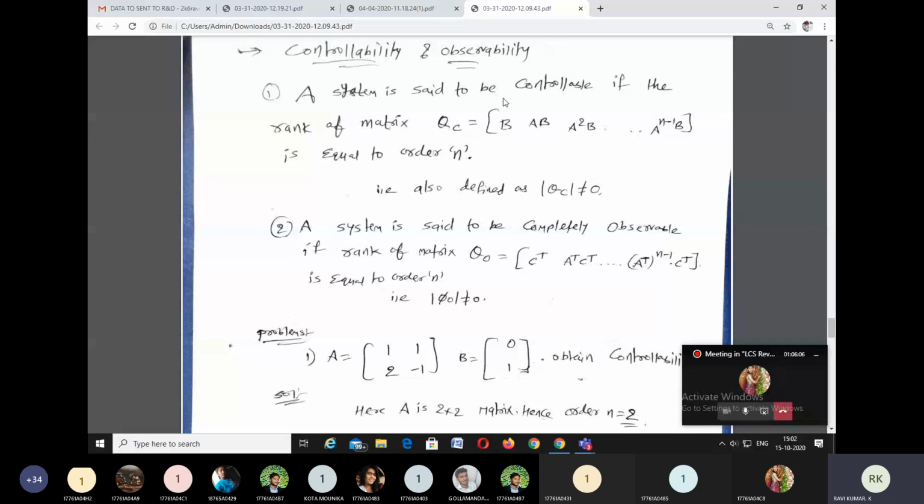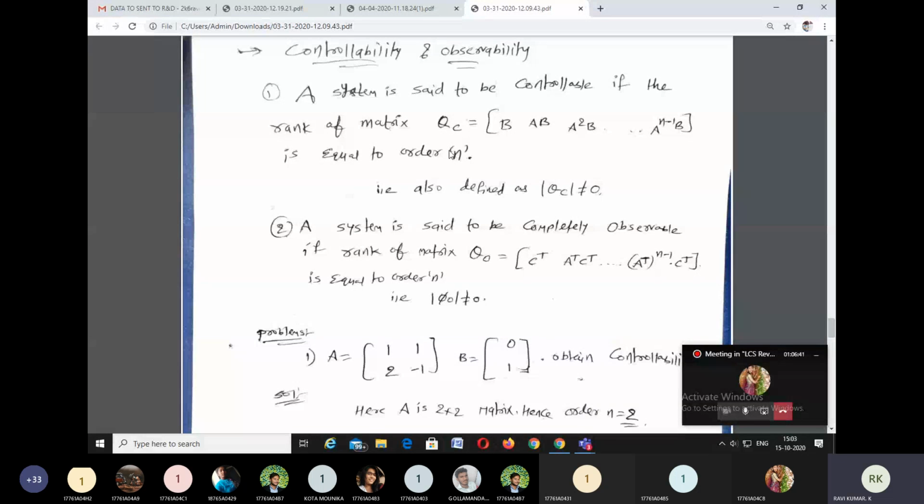So a system is said to be controllable if the rank of the matrix, right? See how the system is said to be controllable or observable. What is the system we are talking about? We are talking about the state space model of the system being available: ẋ = Ax + Bu, y = Cx + Du is available, right? From those A, B, C, D matrices, we have to write whether the system is controllable or observable, right? A system is said to be controllable, right, if the matrix [B, AB, A²B, and so on up to A^(n-1)B] has rank equal to the order n.